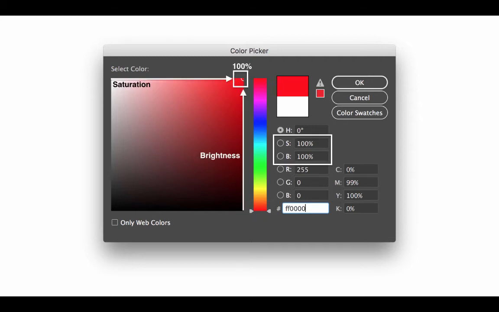All right, and this just reiterates what I was already saying, but now we're talking about saturation and brightness. It means that it's 100% brightness and 100% saturated. So this is how you can start to look at some of these values and understand how they're contributing to the color that you're actually getting.